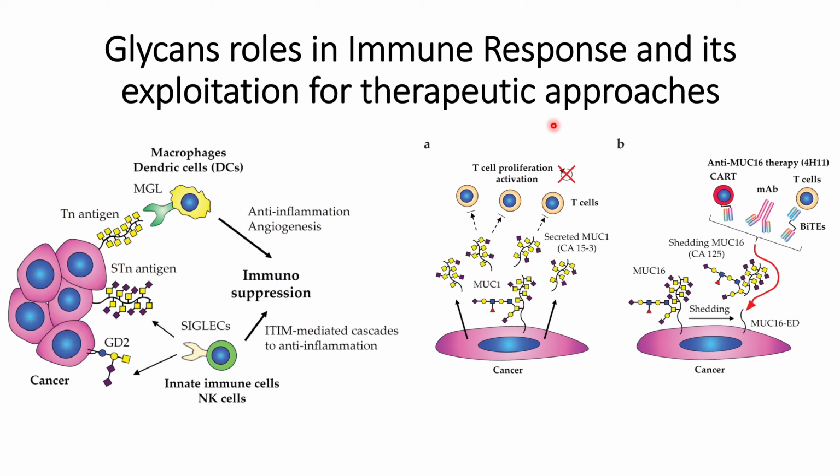So this is how the roles of glycans in the immune response in the case of cancerous cells can be used for therapeutic approaches. I hope you got a basic idea of how glycan roles can be used for developing therapeutic approaches in the case of solid tumors.